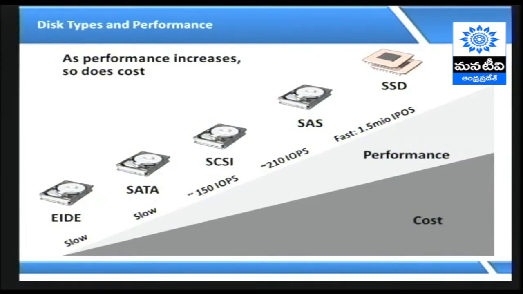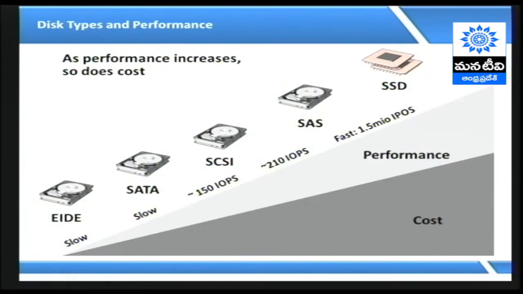There are different types of hard disk drives available in the market. Those different types of hard disk drives can be used in the computer hardware platform. Just focus on the different types of hard disk drives which can be used in the computer hardware platform. On the screen, you can see different types of hard disk drives. The first generation, or first type, of hard disk drive used in the computer hardware platform is EIDE. EIDE stands for Enhanced Integrated Drive Electronics. It's the first generation hard disk drive.